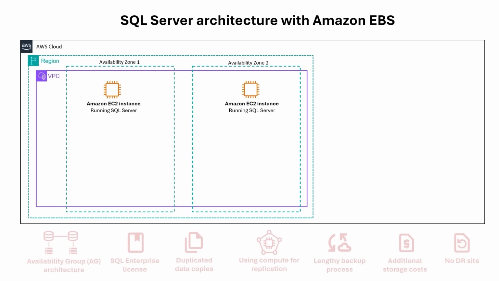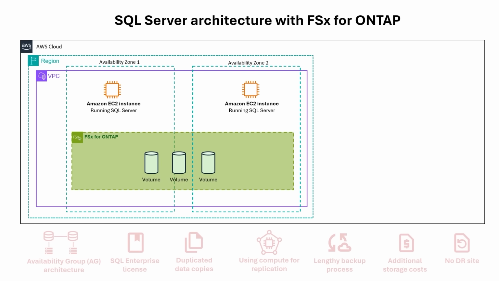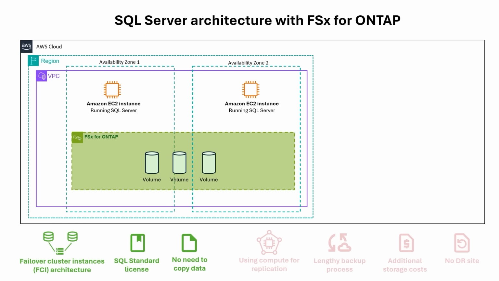Now, let's look at an architecture using FSx for ONTAP as the underlying storage. Because FSx for ONTAP provides high availability across availability zones, it can be utilized as a shared block storage for both EC2 instances. This allows moving away from an Always On availability group architecture to a failover cluster instances one, while getting the same or even better availability. For this architecture, a standard SQL license can be used, substantially reducing licensing costs. Additionally, this architecture reduces storage capacity and costs by eliminating cross-availability zone charges. And without the need for SQL level replication, EC2 instance resources are freed.